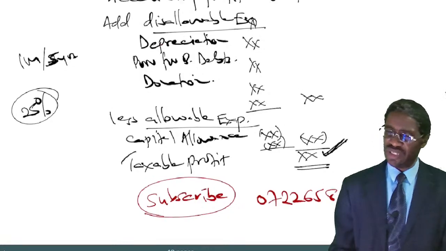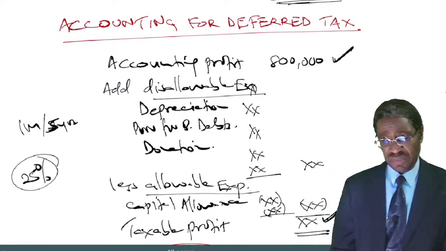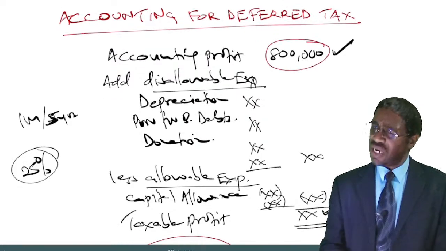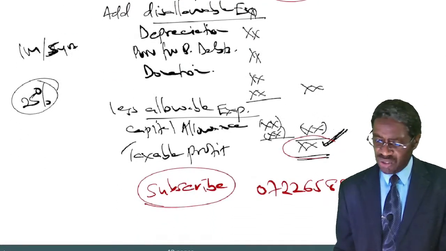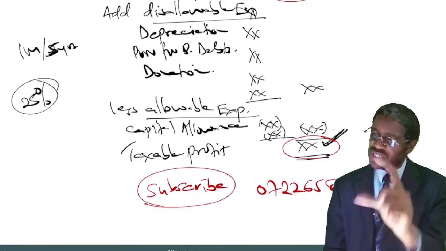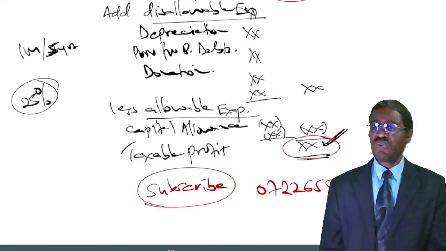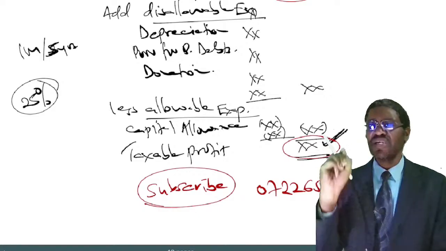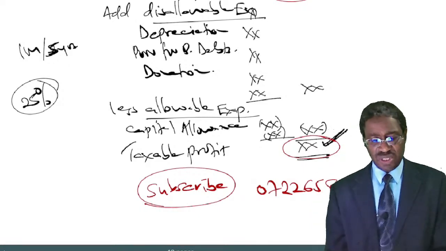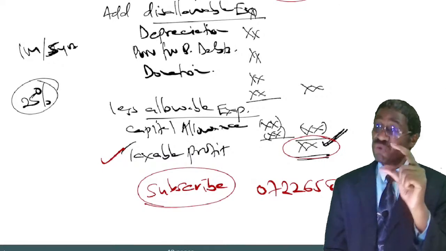Now let's continue. So I was saying that normally the accounting profit and the taxable profit are not the same. I've told you what the accounting profit is: that profit which is based on the normal accounting principles and concepts. Taxable profit is that profit on which tax will be based for tax purposes.